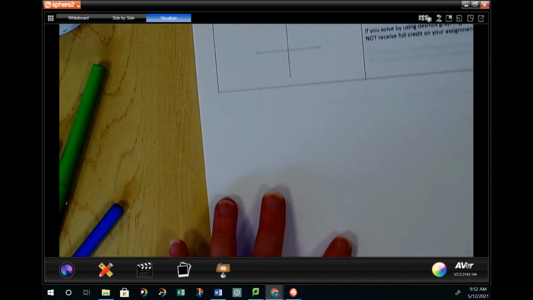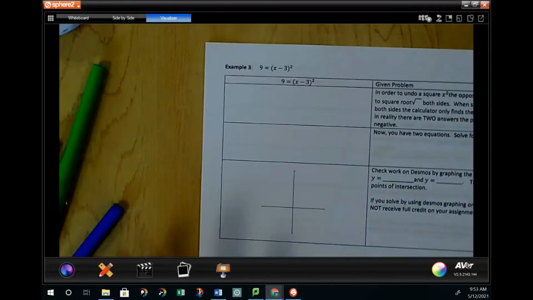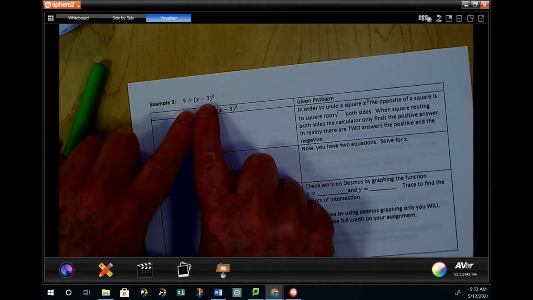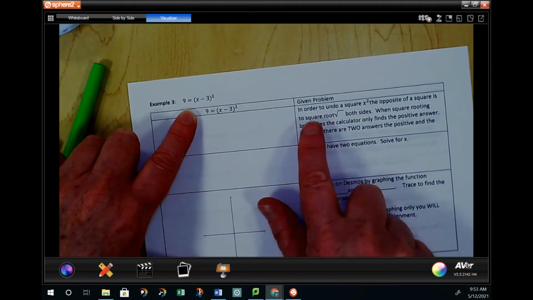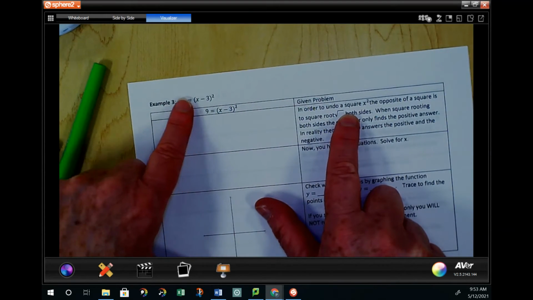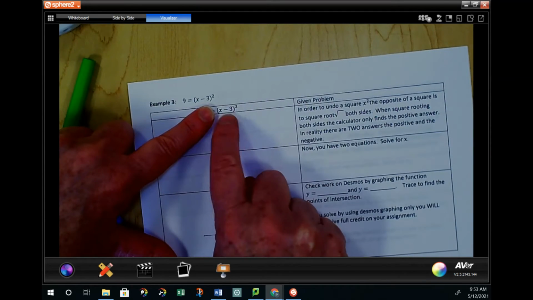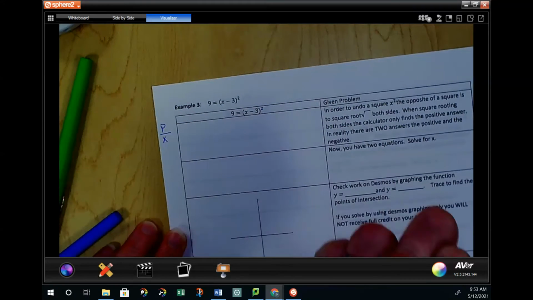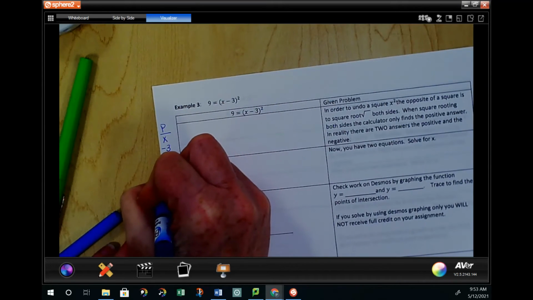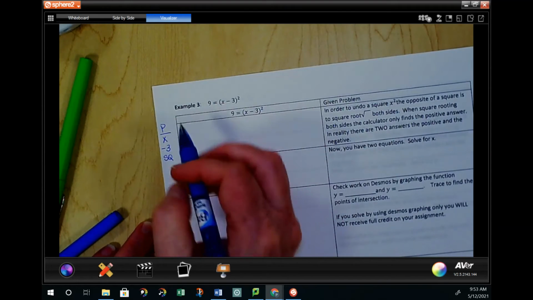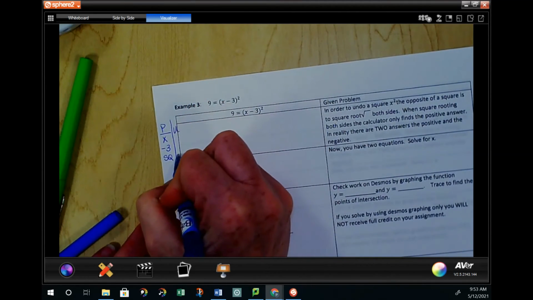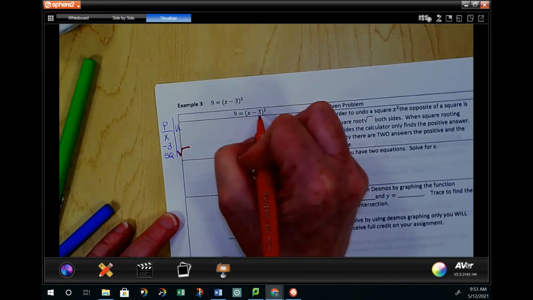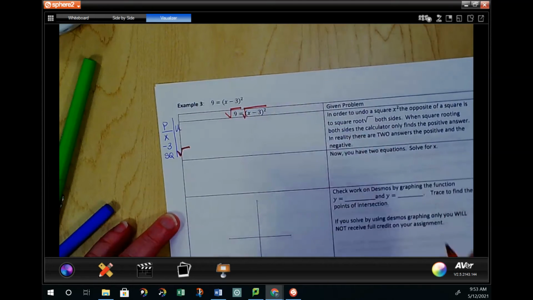Okay, let's go to example 3. So you got 9 is equal to x minus 3 squared. So in order to undo that, we got to solve this part. We got to undo the square because PEMDAS rule says, what are you doing to x? So I have x, I'm subtracting 3, and then I square it. So in order to undo, we have to square root. So I'm going to square root first.